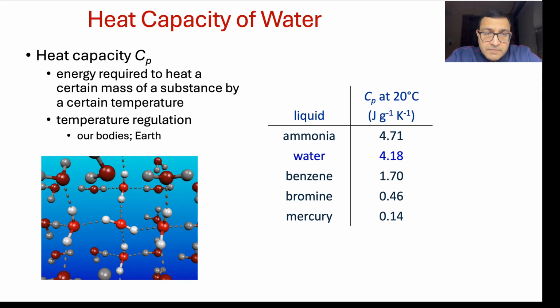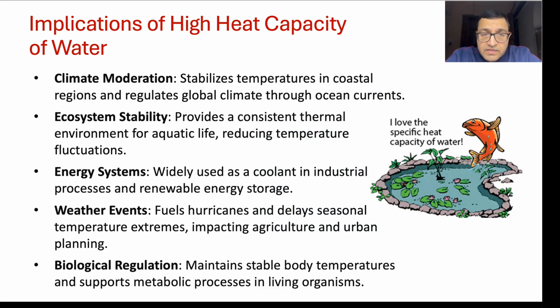Let's talk of heat capacity. So heat capacity, denoted by C sub P, is defined as the energy required to heat a certain mass of a substance by a certain temperature. And because of some of these hydrogen bonds, water can absorb a lot of heat and store heat without changing its temperature significantly. So water has this capacity to hold a lot of heat, and therefore it helps in regulating the temperature of our bodies, regulating the temperature of the earth, and so it leads to climate moderation.